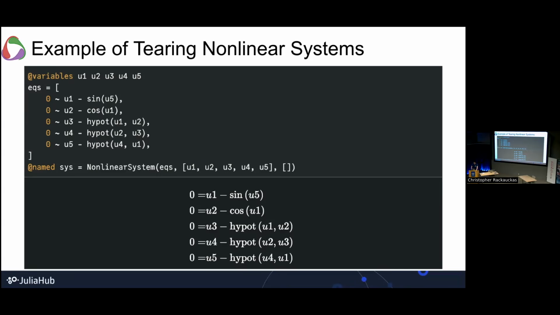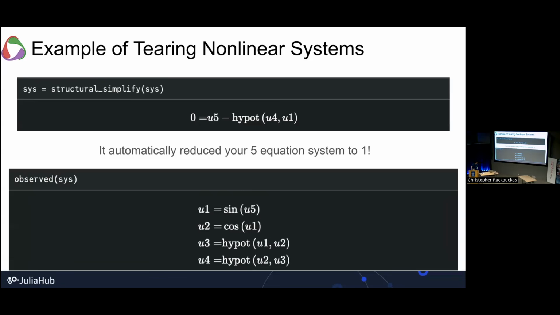But symbolically, you can look at these equations and find out that you actually only need to solve this one equation, with all of these other things defined in terms of U5. Here you can see that U1 equals sine of U5, U2 equals cosine of U1, which is cosine of sine of U5. And so it turns out that you can reorder your equations and find a solution here, so that you're only having to solve one equation instead of 5.